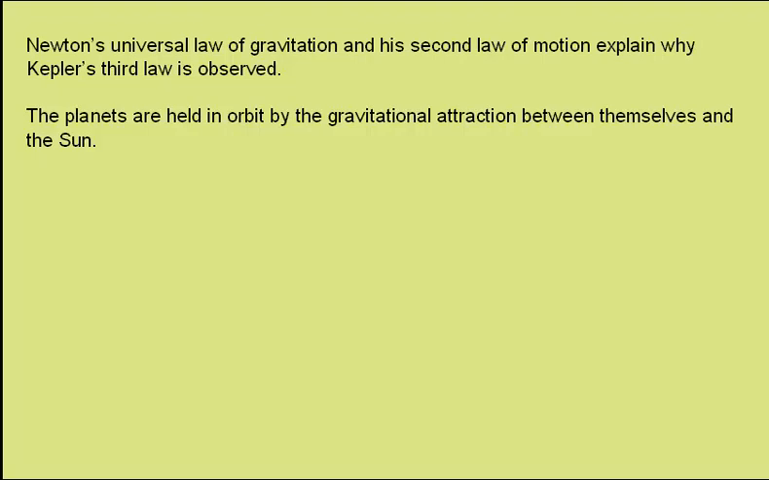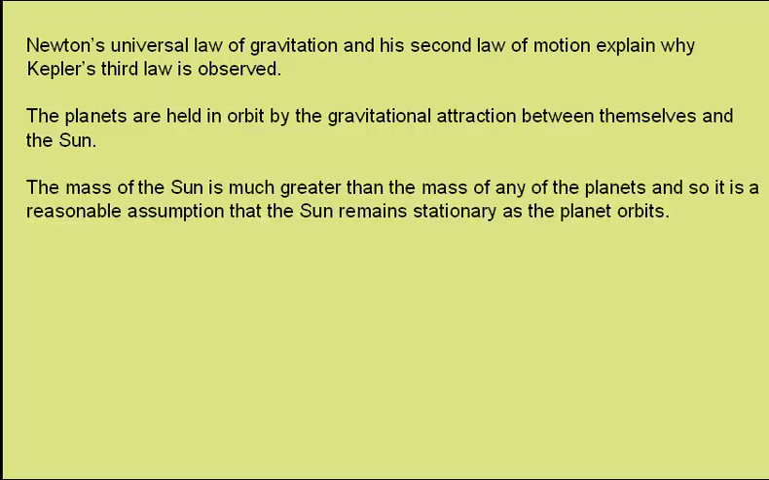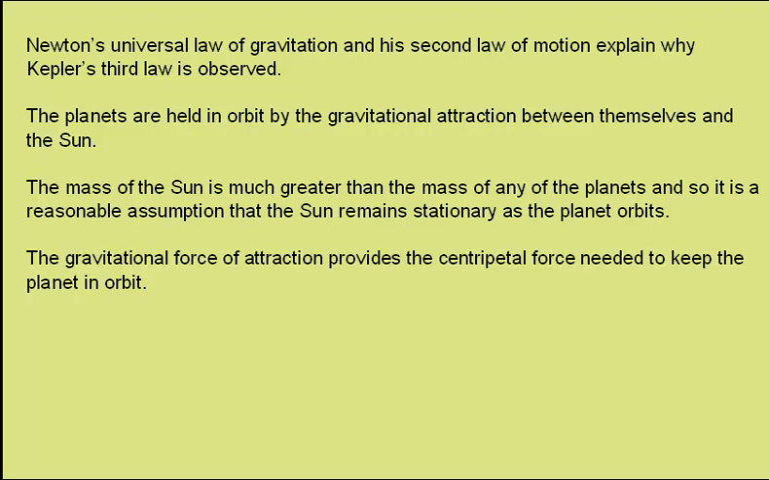The planets are held in orbit by the gravitational attraction between themselves and the Sun, and the mass of the Sun is much greater than the mass of any of the planets, and so it's a reasonable assumption that the Sun remains stationary as the planet orbits it. The gravitational force of attraction from the Sun provides the centripetal force needed to keep the planet in orbit.